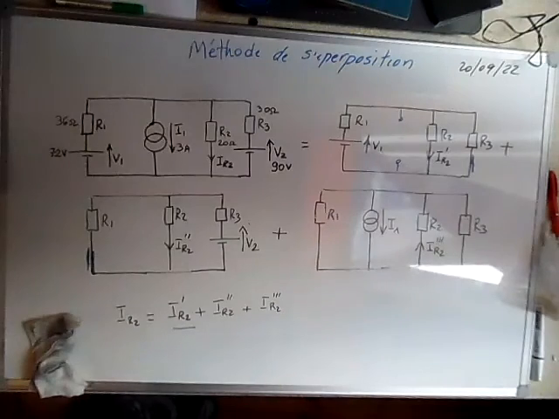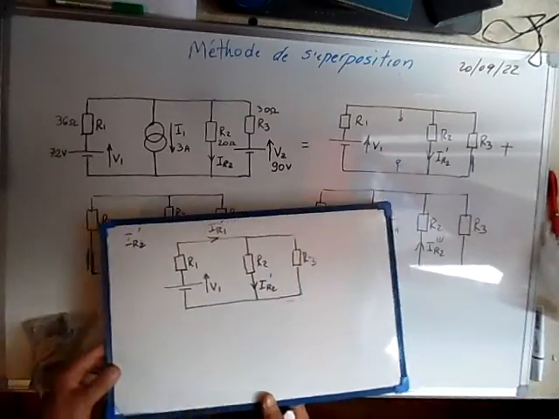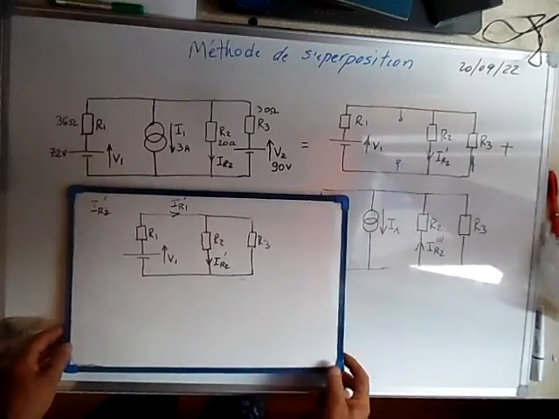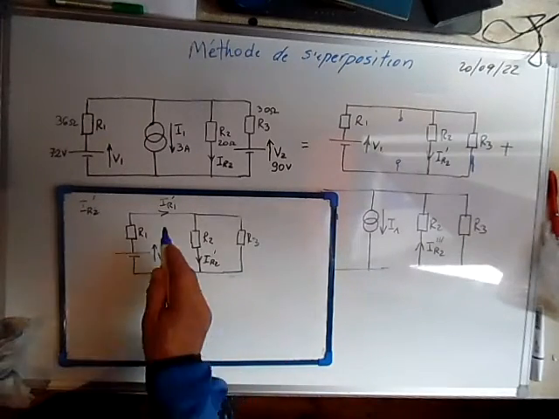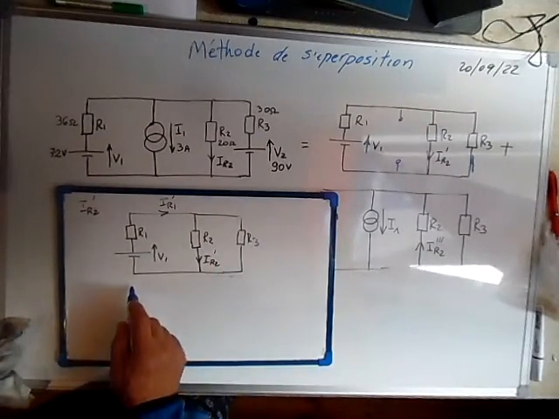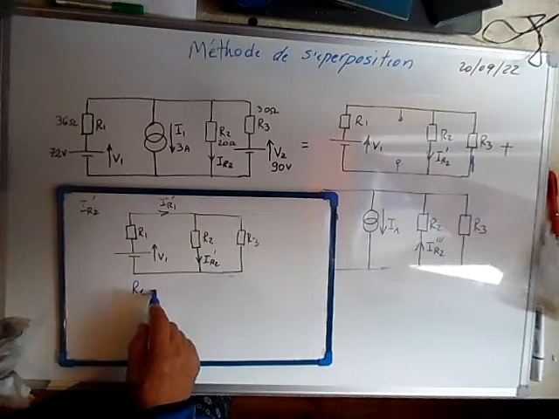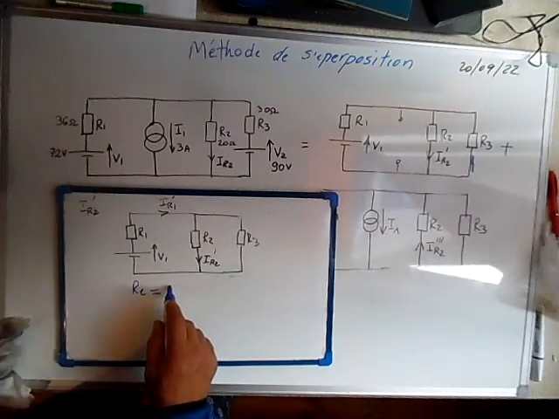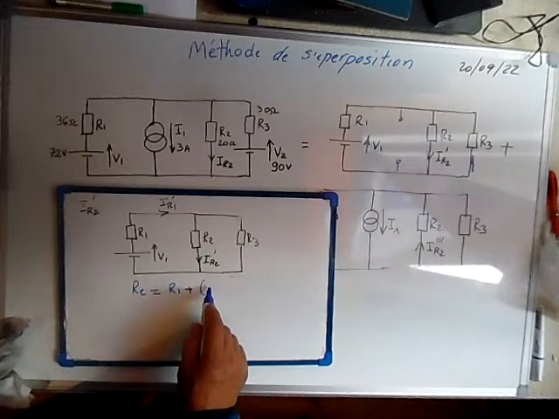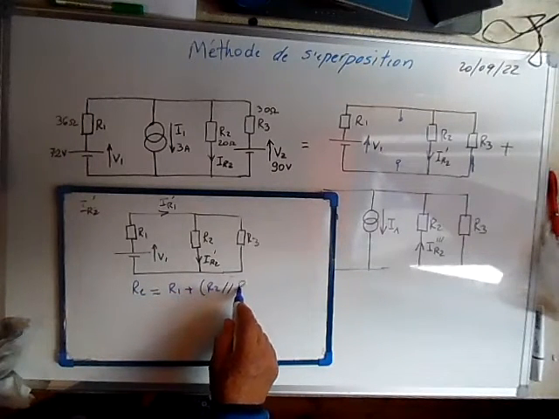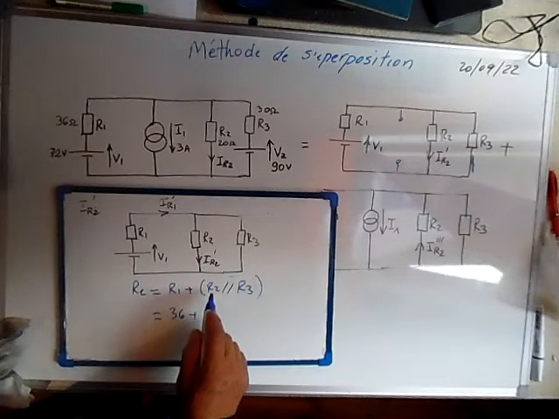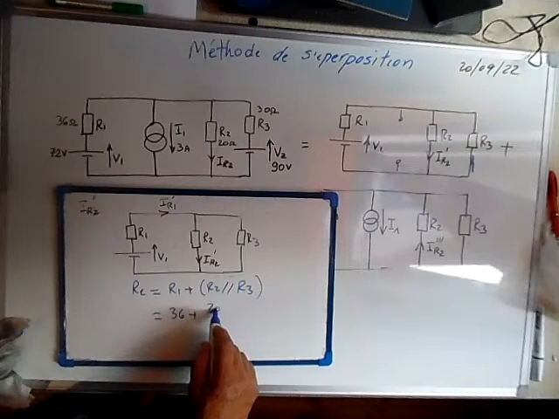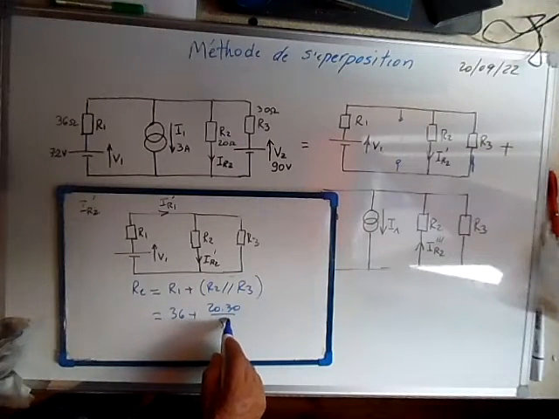First of all, let's take the first source here, this circuit, and let's try to resolve this circuit and calculate I2 prime. Here we need to calculate the equivalent resistance of this circuit, which is R1 plus R2 in parallel with R3. So it's equal to 36 plus 20 times 30 over 50.